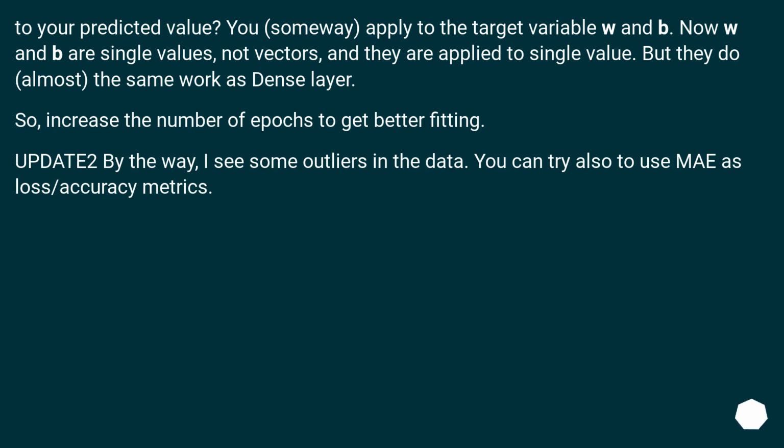the same function to your predicted value? You, in some way, apply W and B to the target variable. Now W and B are single values, not vectors, and they are applied to a single value. But they do almost the same work as the dense layer. So, increase the number of epochs to get better fitting. Update 2. By the way, I see some outliers in the data. You can try also to use Huber loss/accuracy metrics.